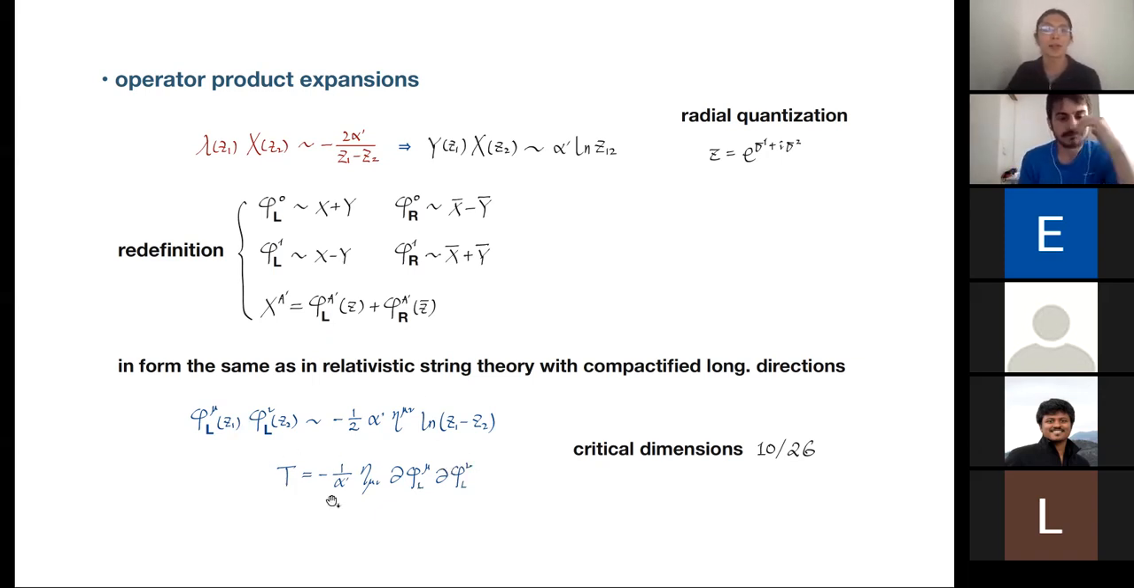And you can also see that the stress energy tensor takes the same form as in relativistic string theory, again with a very different physical interpretation. And therefore the BRST quantization structure does not change at all. And you can conclude immediately that we do have the same critical dimensions. That means superstrings live in 10 dimensions and the bosonic string theory lives in 26 dimensions. So this also applies to our non-relativistic string theory.